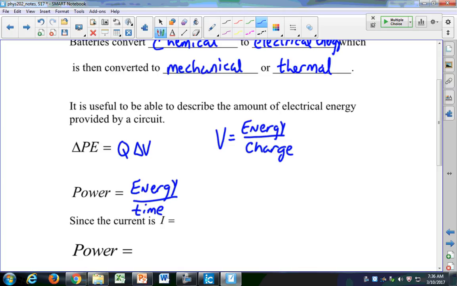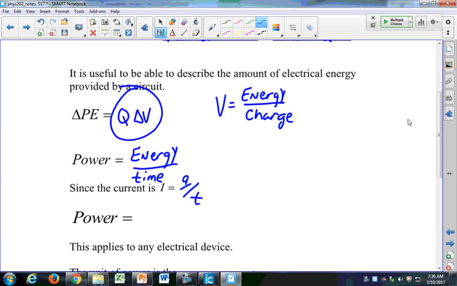Yeah. And since the current, which we've already defined as Q divided by T, if we take this energy and then divide it by time, that's an energy, so energy over time, we would get Q V over T. But then notice here that this Q over T is our current, and so then we get the expression for power, which is our voltage times Q over T, which is I. So that's our expression for power.